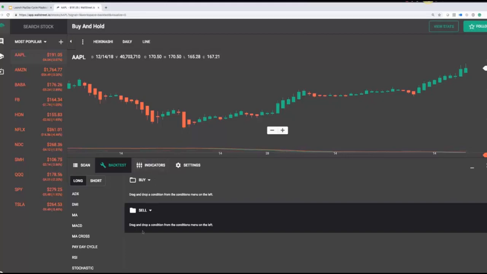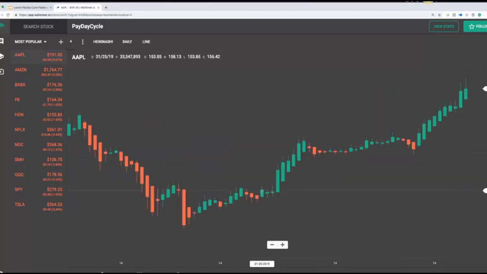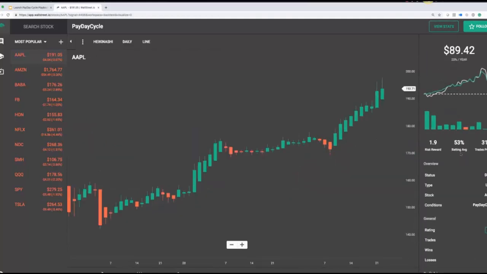So we've got our buy and sell conditions that are basically blank. I'm going to go ahead and engage the payday cycle, which is the Heikin-Ashi. And what we're testing now is how well would we have done if we bought the first green and sold the first red. So I'm going to click on View Stats, and I've got this nice stats panel.